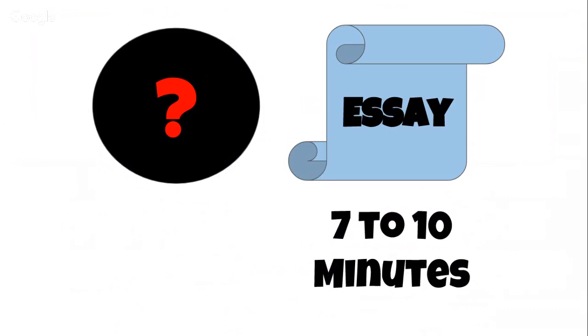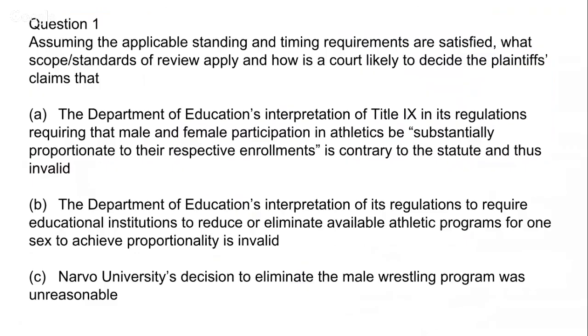So what we're going to do is read the call of the question, and then we're going to go through it. This is the call of the question for the sample exam that's up. It says, assuming the applicable standing and timing requirements are satisfied, what scope and standard of review apply, and how is the court likely to decide the plaintiff's claim? And then we have sub questions A, B, C, and D.